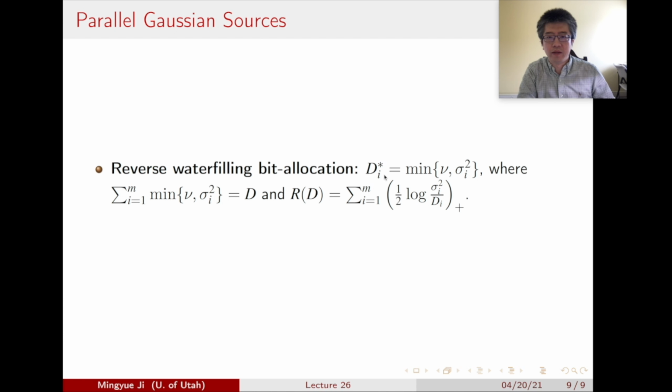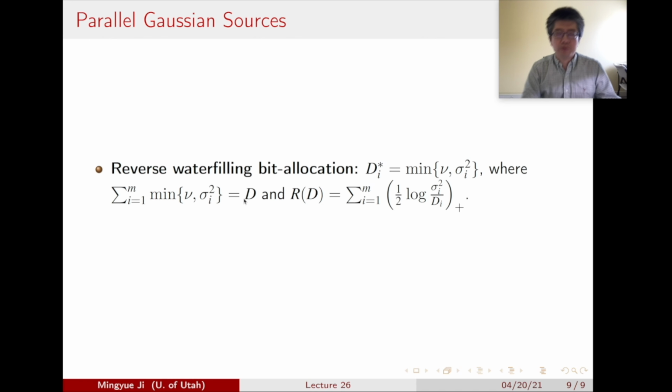So the optimal distortion for source i, D_i, is given by the minimum between mu and sigma_i squared. We need to make sure that the summation of these is D. That's the way we determine mu. Okay, very good. And therefore, the optimal rate distortion function is given by this. We give a pictorial illustration of this algorithm there. It's called reverse water filling bit allocation, which is in contrast to the water filling power allocation for the parallel Gaussian channel.